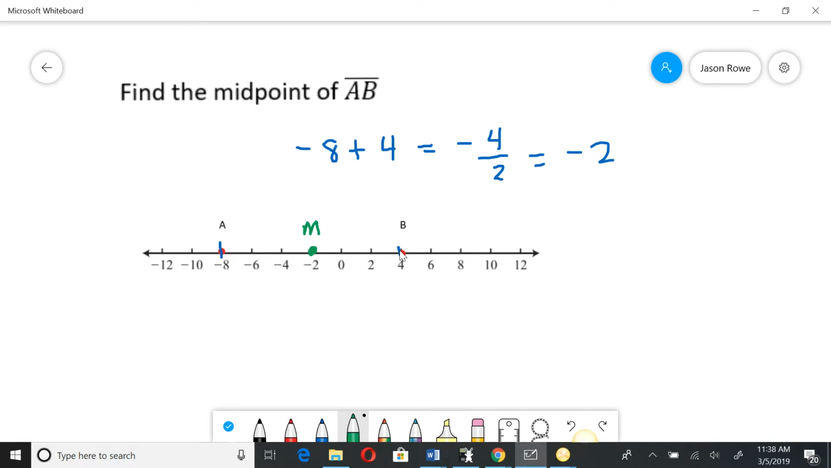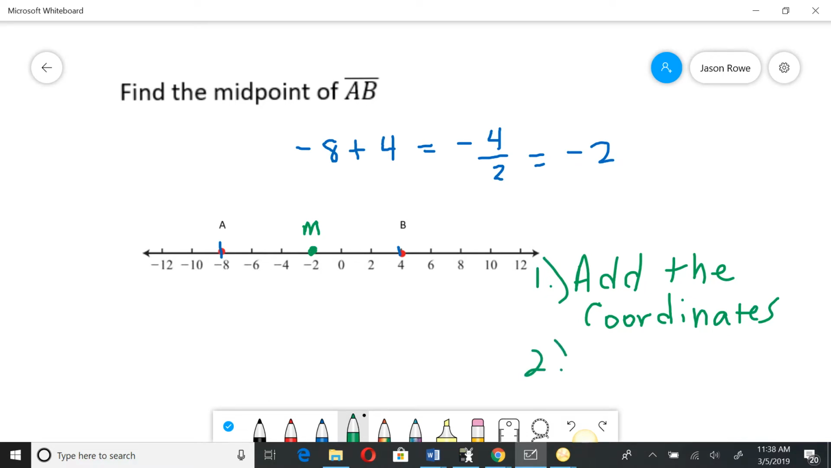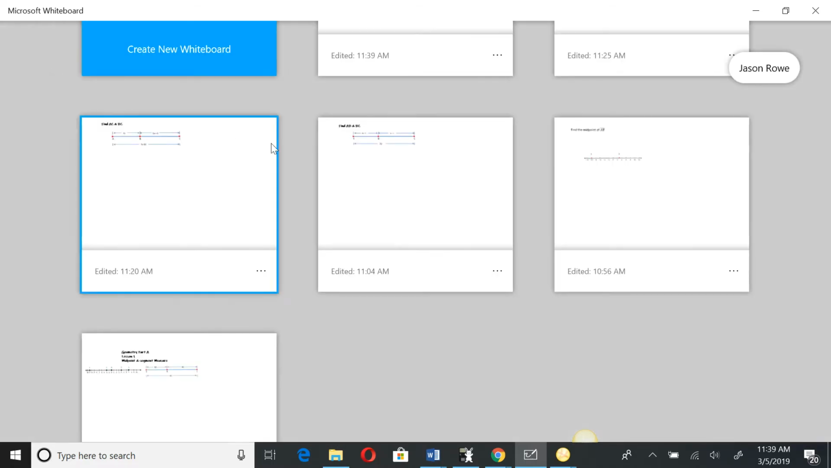So we're going to add the coordinates. That's the first step, and then we're going to divide by 2. So we add the coordinates, divide by 2. So a real simple process. All right, let's take a look at another example here.